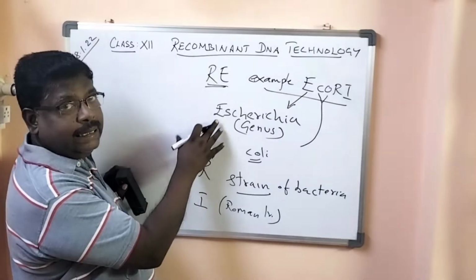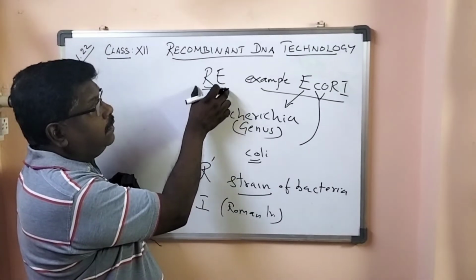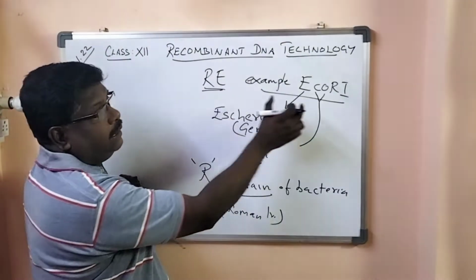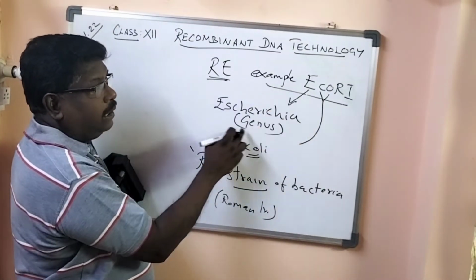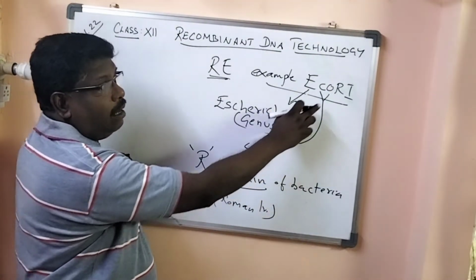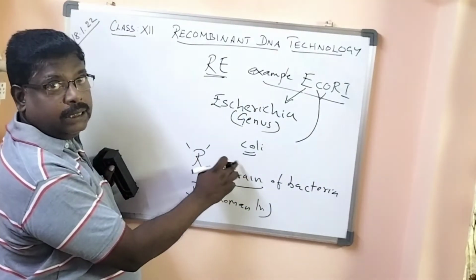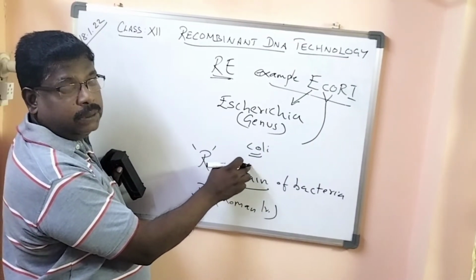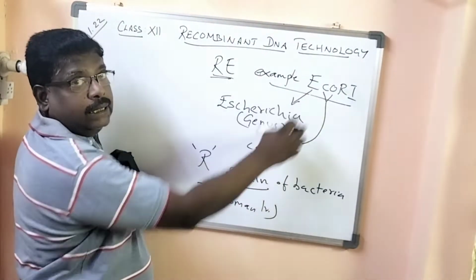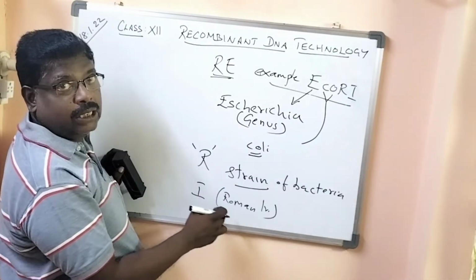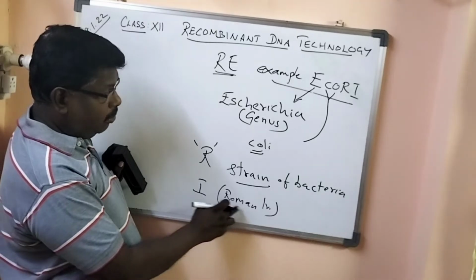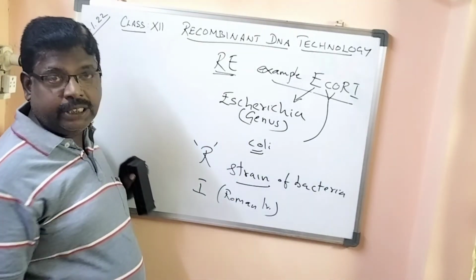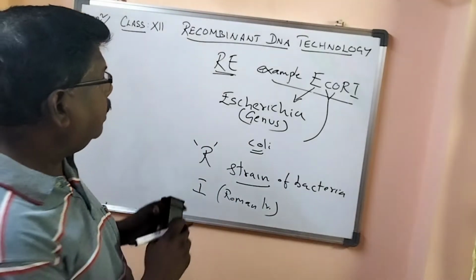Now I have given an example of how the restriction endonuclease enzyme EcoR1 is named. E stands for Escherichia, the genus of the bacteria. Co stands for coli, the species name, two letters of the species. R stands for the strain of bacteria, whether it's rough or smooth. And the Roman numeral 1 stands for the order in which it was isolated.